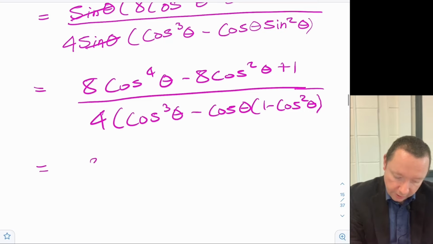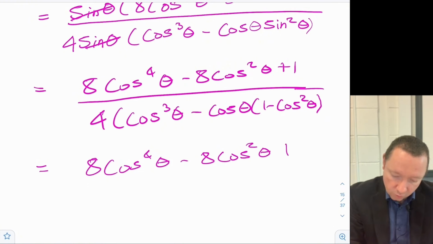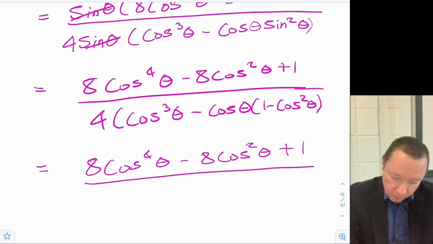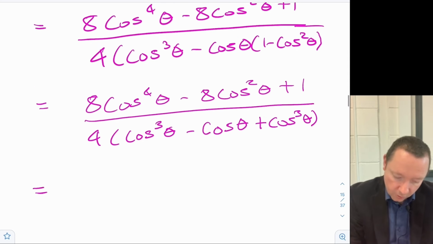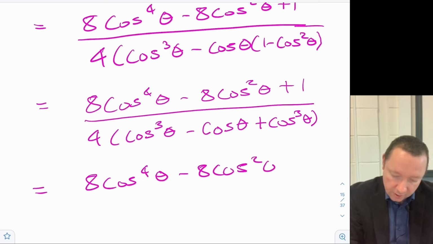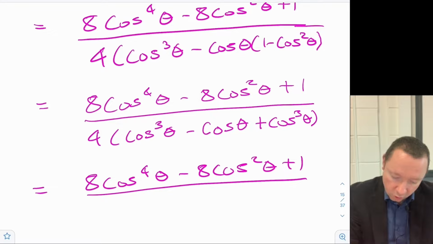And that equals 8 cos 4 theta minus 8 cos squared theta plus 1 over 4 cos cubed theta minus cos theta plus cos cubed theta. That equals 8 cos to the power of 4 theta minus 8 cos squared theta plus 1 over cos cubed plus cos cubed, 2 cos cubed, 8 cos cubed theta minus 4 cos theta.